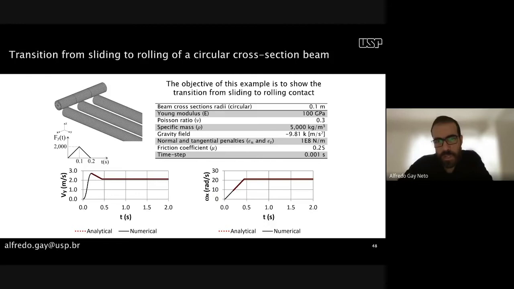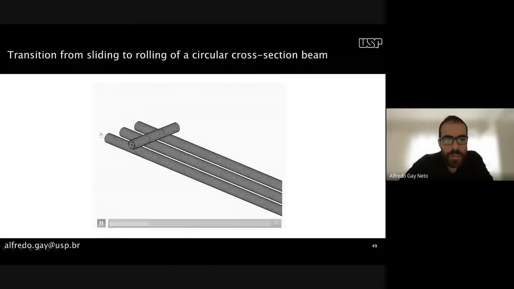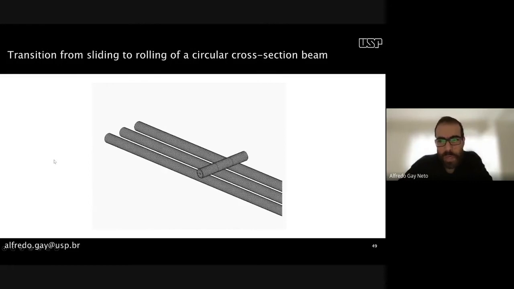For example, treating problems such as this one, the beam rolling on the other ones. This is a simple example where we would like to see how it behaves when you have an impulsive loading applied here. At the beginning, you have some sliding and then friction comes. I'll show the video. I hope it works. You can see, you have some sliding at the beginning and then some rolling. Usually the frames don't look very good while sharing the screen, so probably you don't see the video in a really smooth way, but it's what we have now.